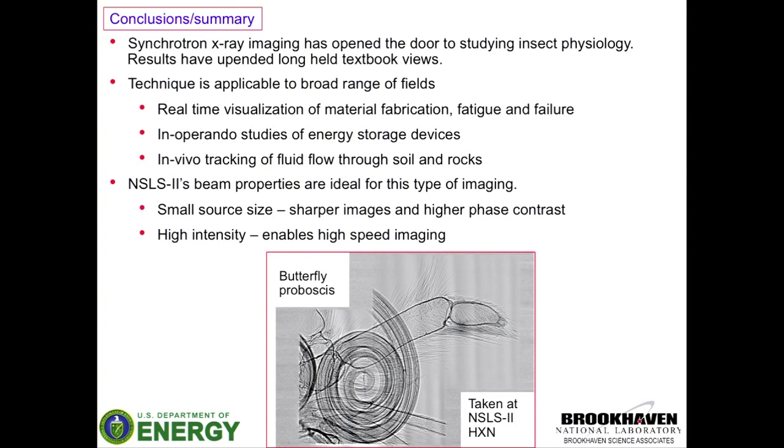As an example, this is an image taken at the HXN beamline, which is not optimized for this kind of work, but nonetheless, the power of NSLS-II can be easily seen here. Here's the butterfly proboscis, and I don't know if you can see it very clearly, but you can see all kinds of little hairs. It's a beautiful image, okay? So the ability to do this at NSLS-II would be fantastic.